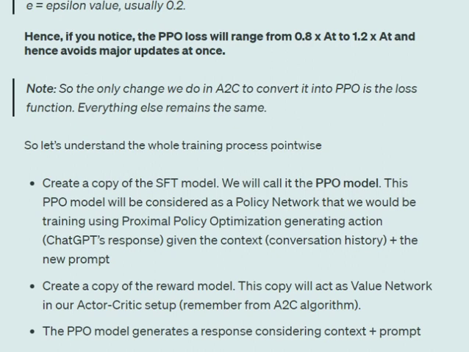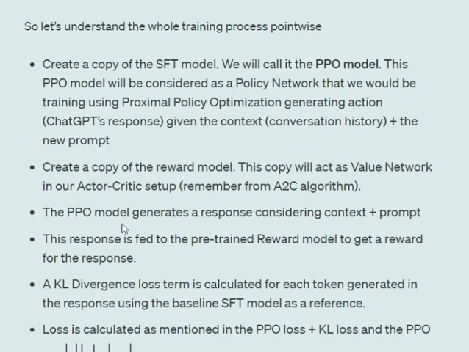Now the action in this environment becomes ChatGPT's response given the context. So context is basically conversation history plus the new prompt. New prompt basically is the query that you are asking currently. Now create a copy for the reward model as well, and initialize the value network of the actor-critic method using this reward model. The PPO model generates a response considering the context plus prompt, right? Now this response is fed to the reward model to get a reward.